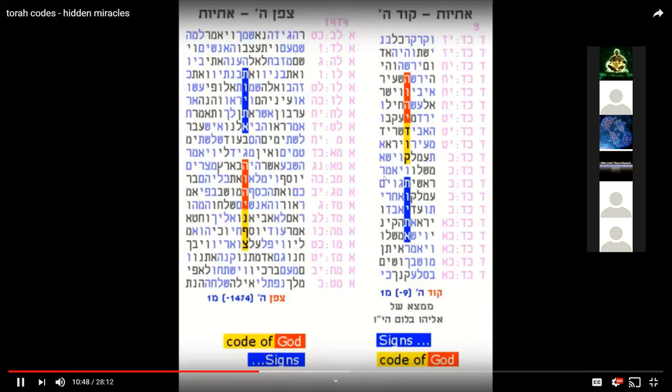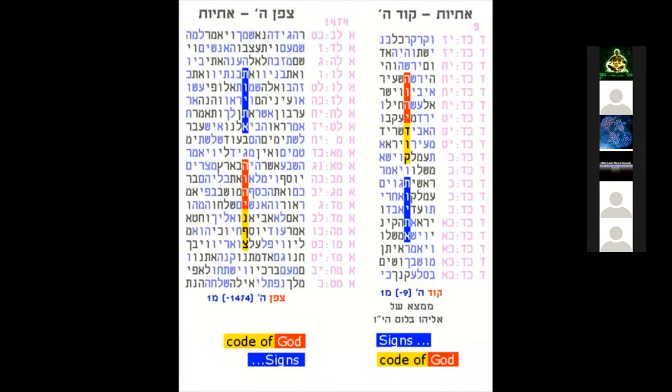And the Vav in the middle means and. And, that's correct. So signs and code of Yahuwah. One word in the right place can be very significant, as it is here.